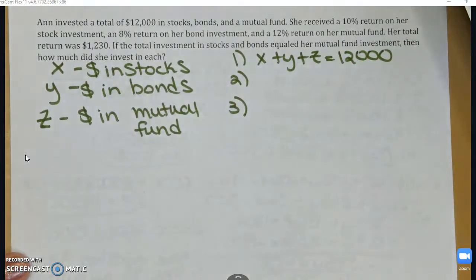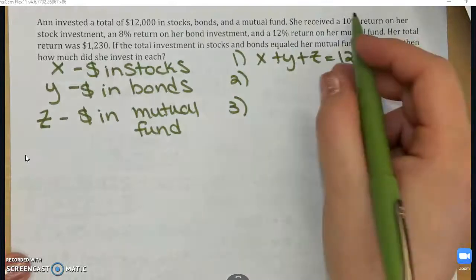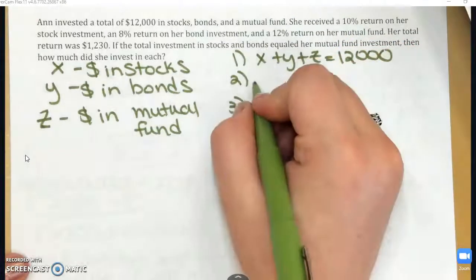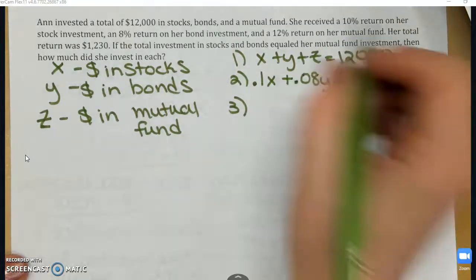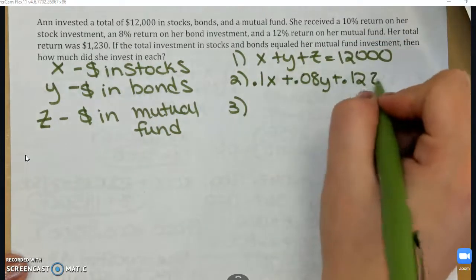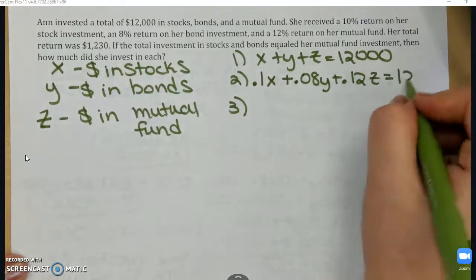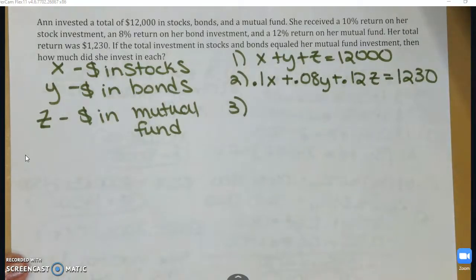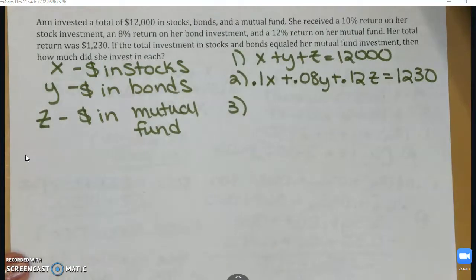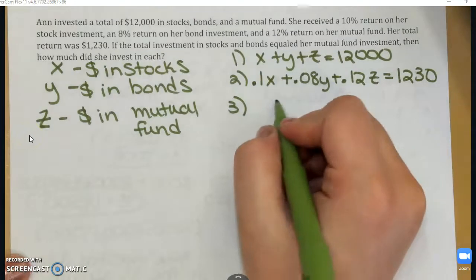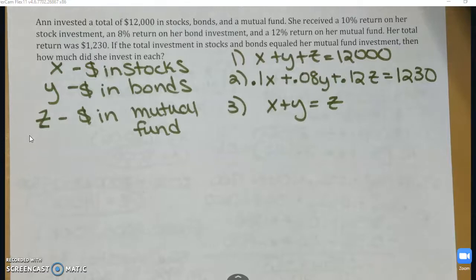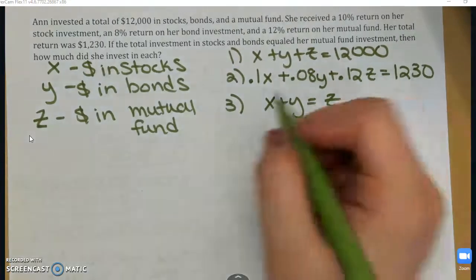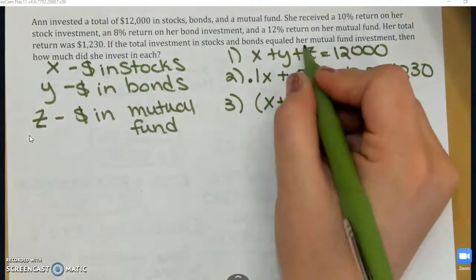And then we have more information about interest again, so I need to convert each of those percents to a decimal. So 10% is 0.1 on X, 8% is 0.08 on Y, 12% is 0.12 for Z, and that gives me $1,230. Then my last equation comes from the total invested in stocks and bonds equals the mutual fund. Well, that's going to be that X plus Y equals Z. All right, I've got my variables, I've got my 3 equations. Let's solve. I can use substitution again.